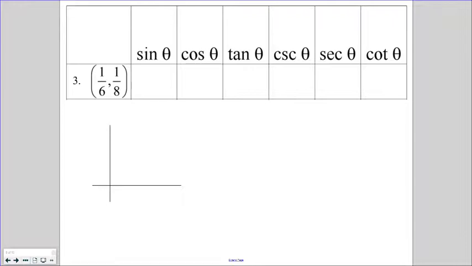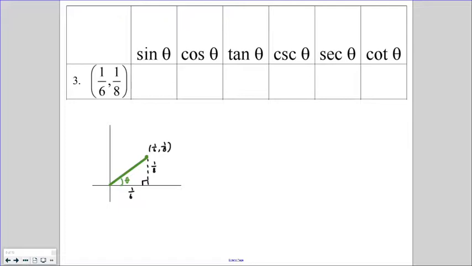So I'm just going to do a sketch of the point 1/6, 1/8 first. It really doesn't have to be super accurate. But I'm just going to plot that point, extend a ray to make my angle, and then I'm going to drop a perpendicular down to the x-axis. All right, the x-coordinate here is 1/6. The y-coordinate here is 1/8. And that's what gets me to the point 1/6, 1/8.